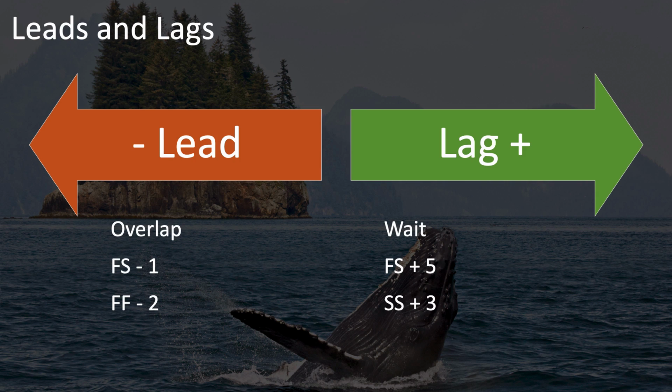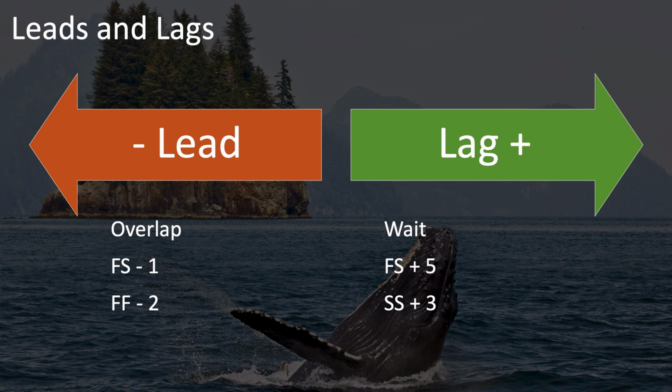Similarly, for a lag, you're moving something out to the right on the schedule to make it later. You're waiting longer for something to start. In that case, you add days. So in this case, FS finish to start +5 would be waiting 5 days after the completion of activity A before you start activity B.